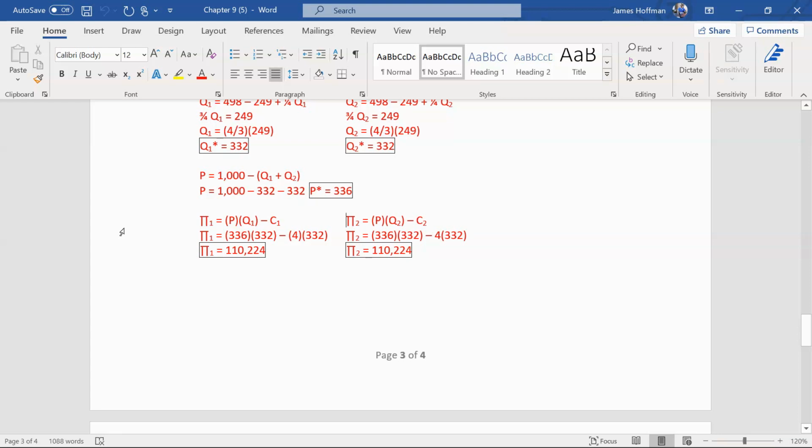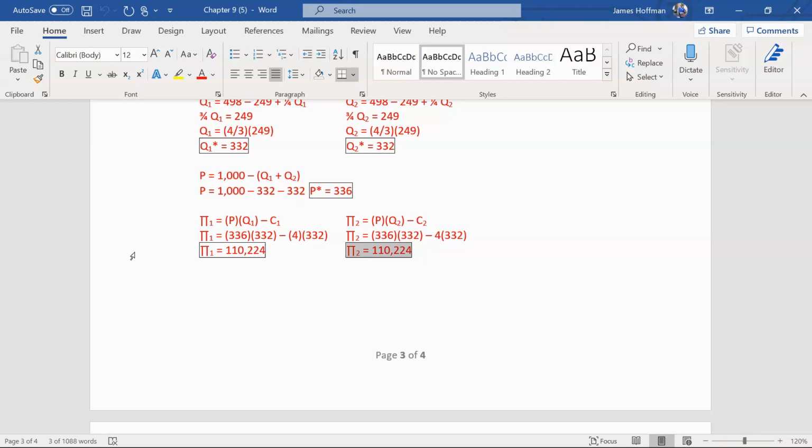And firm 2, same thing, revenue minus cost. Firm 2's profit is the price 336 times its output 332, minus the cost function of 4 times its output 332, and you should get the same result for the Cournot oligopolists, where both profits are the same. In this case, they're both 110,224. So for Cournot, we get identical outputs, identical profits, and the market price is based on those two outputs.